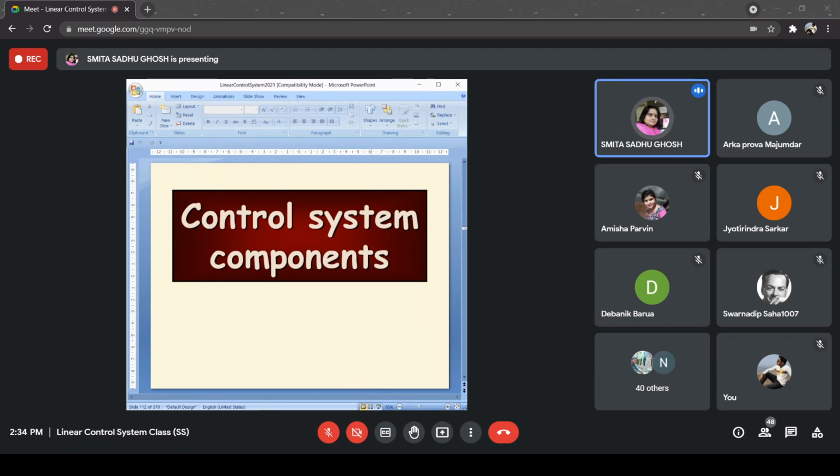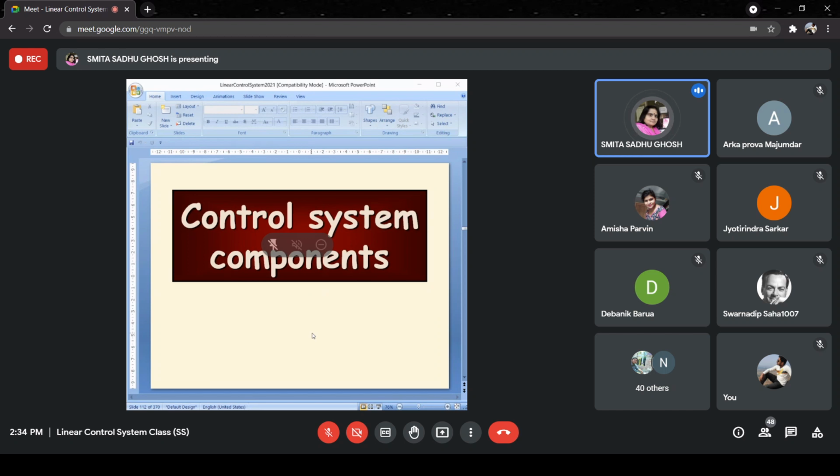The slide I'm showing, it's not numbered, but control system components. Can you see the slide? Yes, ma'am. Right. So today we shall be starting with control system components.